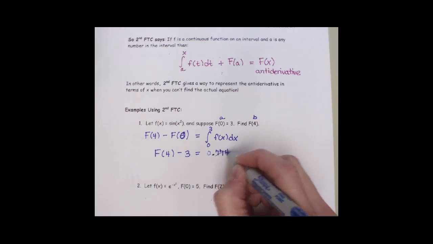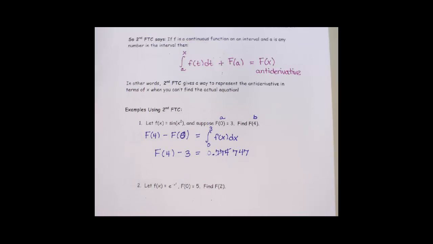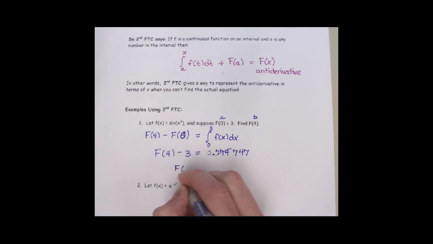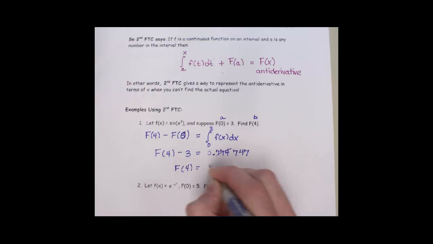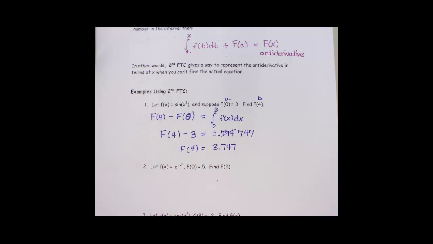Actually, correction, that should be 747, sorry. And so then to solve for f of 4, we just add the 3 to the other side, and we get 3.747. So that's just plain old FTC like you're used to, like we did back in chapter 5. And same thing with part 2, because again, they gave us a 0 and a 2. So 0 is our A, and 2 is our B.